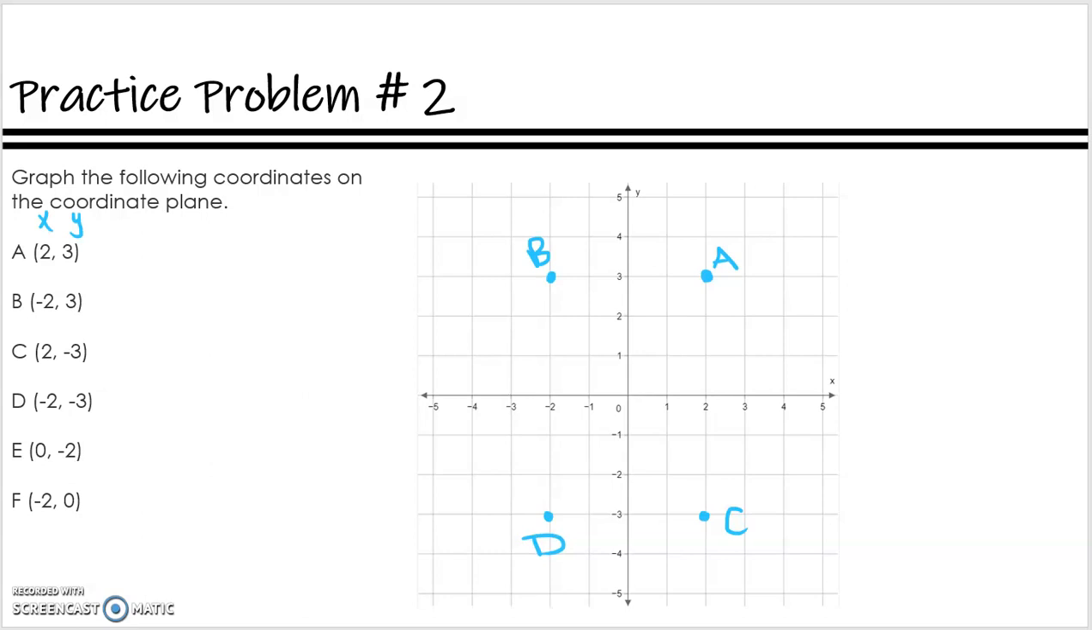We haven't talked about 0 yet. For E, 0, -2. Because my first number is 0, I don't go left or right. I stay right here at the origin. The next number says -2, so I go down 2, and your dot is going to be right there on the y-axis. Okay? And then F, -2, 0, that means I go left 2, but I don't go up or down because the second number says 0. So that means you don't go either. So your last coordinate F is on the x-axis at -2.